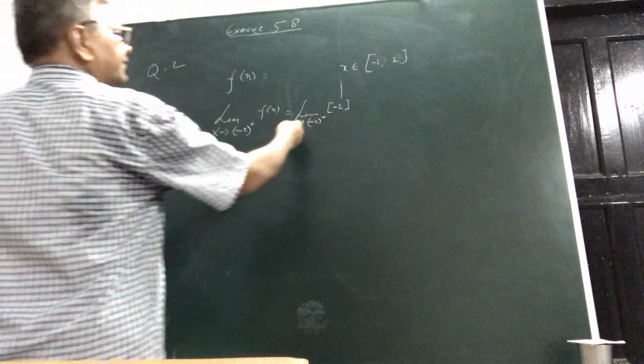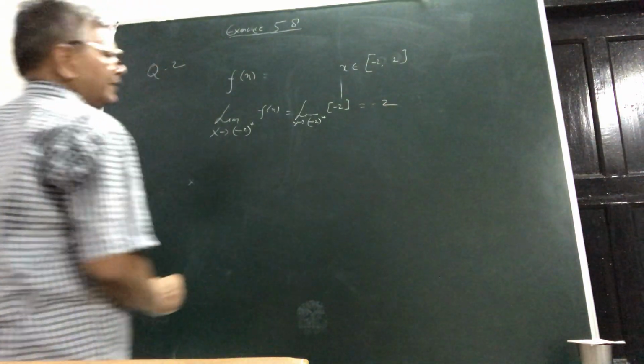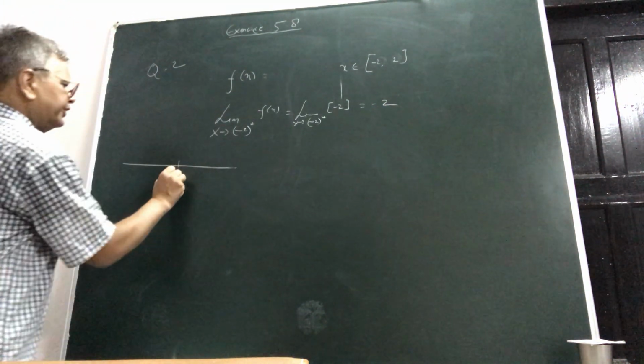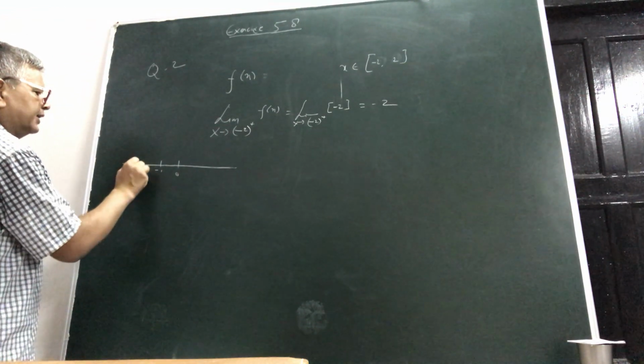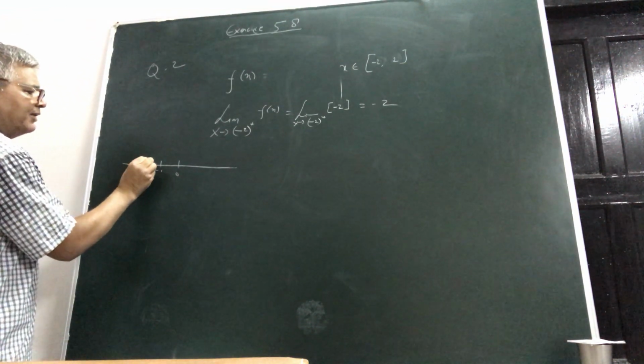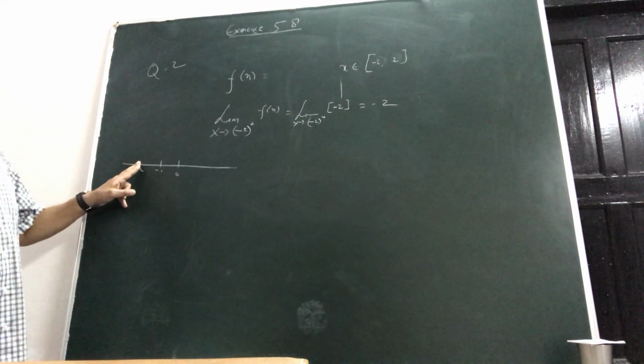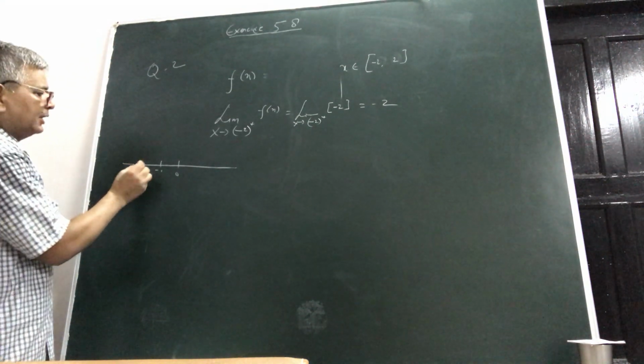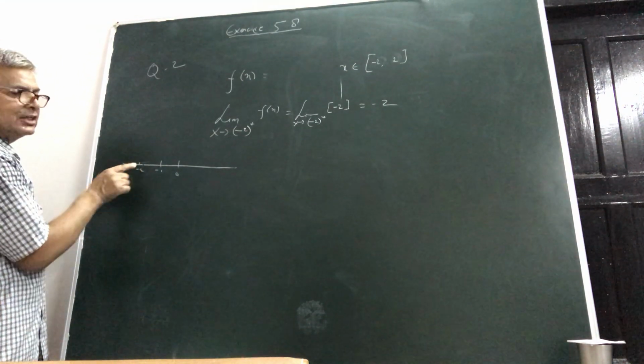So what is it? It will be minus 2 only. And it's simple to see: it is 0, it is minus 1, it is minus 2. When you are on the right side of it, see what is the greatest integer which is less than or equal to x. So when you are this side, it will obviously be minus 2.